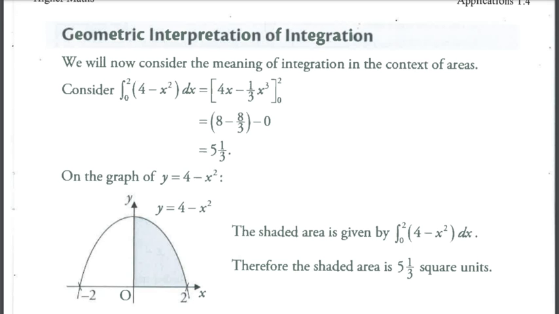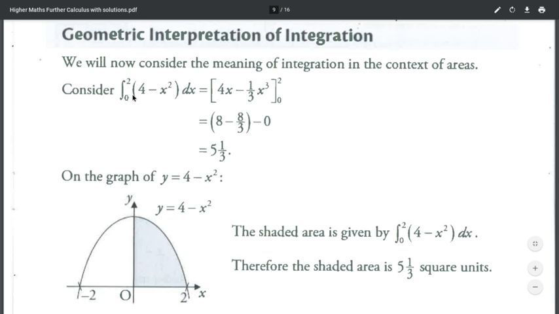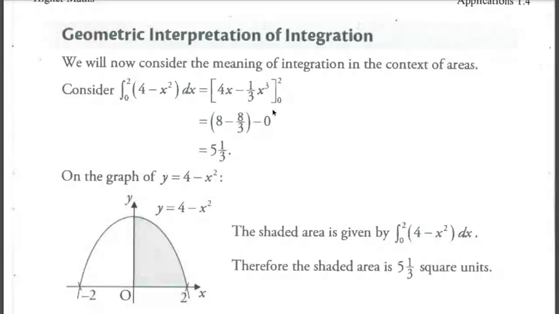So quick recap. If we're integrating 4 minus x squared from 0 to 2, we add 1 to the power, divide by the new power. So if we integrate 4, we'd get 4x. If we integrate x squared, add 1 to the power, that will be x cubed divided by that new power, so x cubed divided by 3, or 1/3 of x cubed. And then how do we evaluate that?